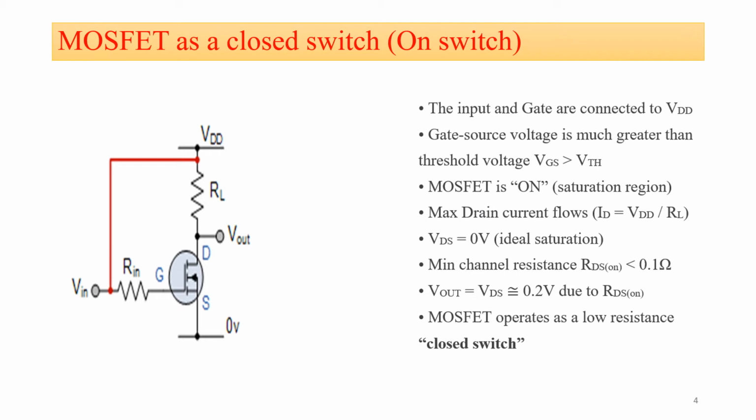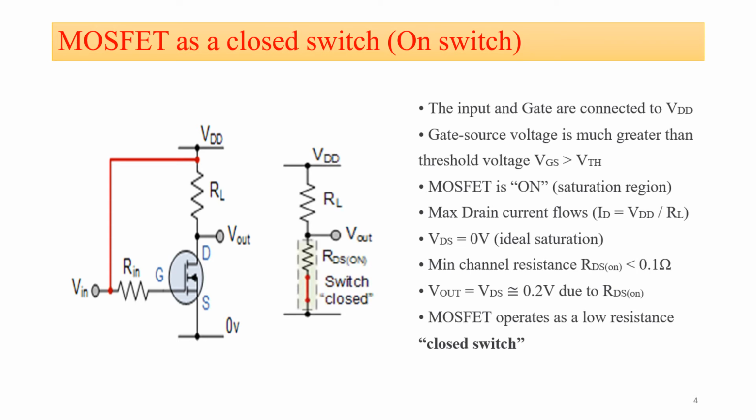At the same instant, our output current, ID, totally depends on the variation of VGS, that is, how much voltage between the gate and source is there, and it doesn't depend on the voltage between the drain and source. So when our MOSFET is in the saturation region, it operates as a low resistance closed switch. Now this second image shows that the MOSFET is working as a closed switch.